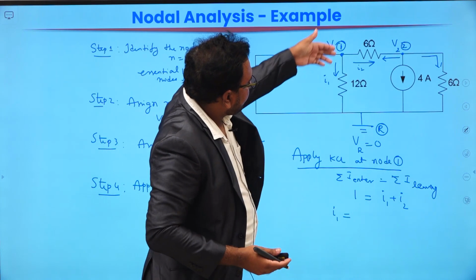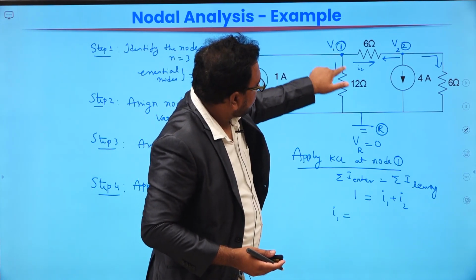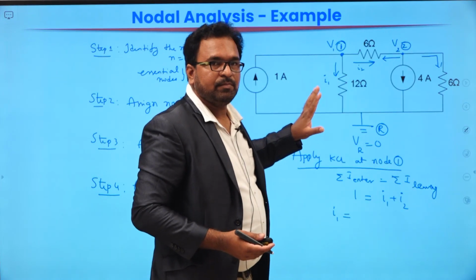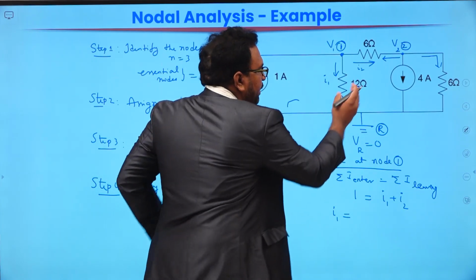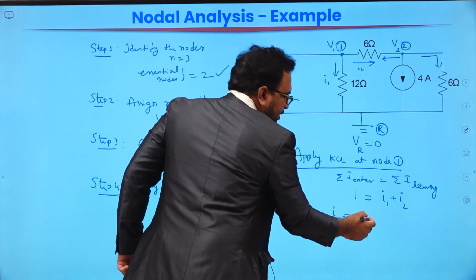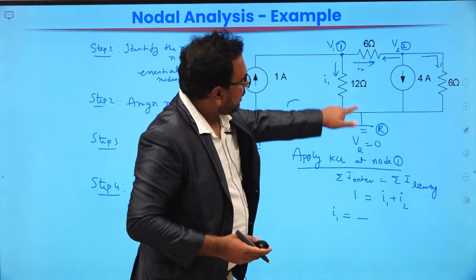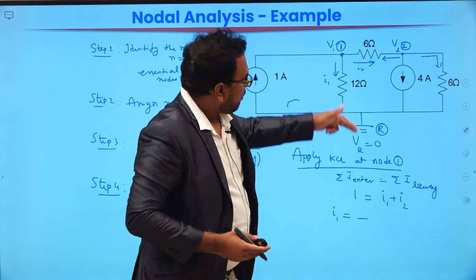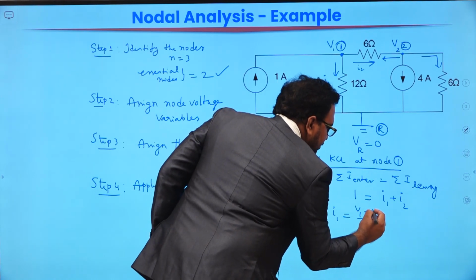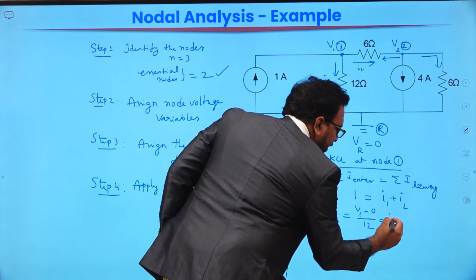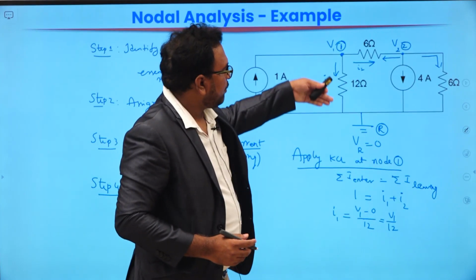I1 is the current flowing through 12 ohms, and this 12 ohms is connected between node 1 and the reference node. So from Ohm's law, what is the current flowing through I1? Voltage across this resistance divided by the resistance value. What is the voltage across 12 ohms? 12 ohms is connected between V1 and R. So V1 minus 0 divided by 12, or we can directly write it as V1 by 12. That is the current flowing through 12 ohms.